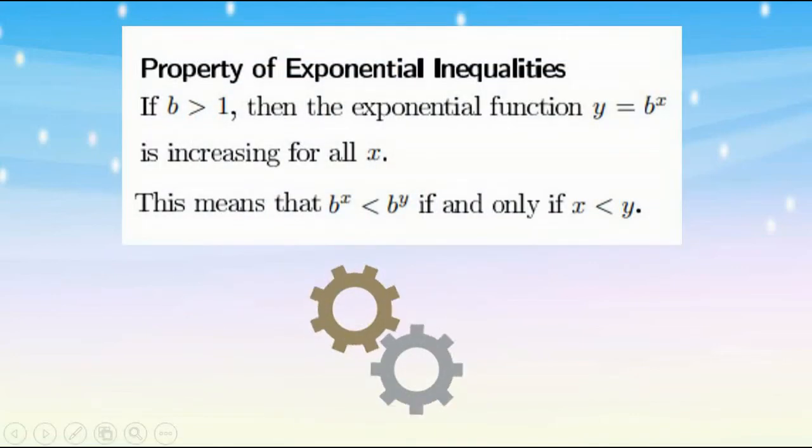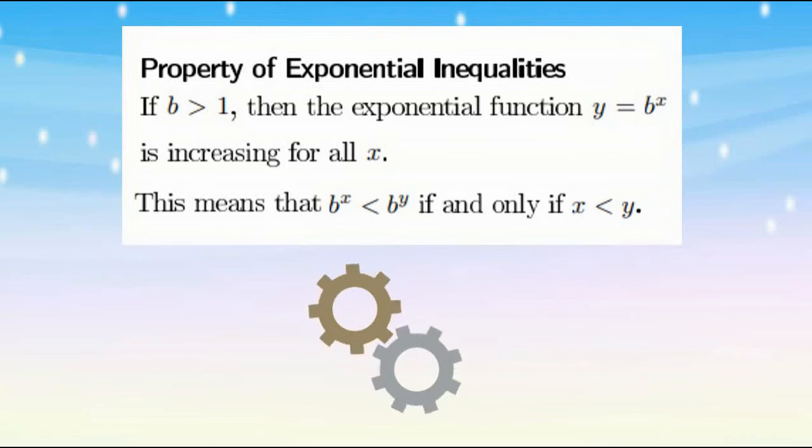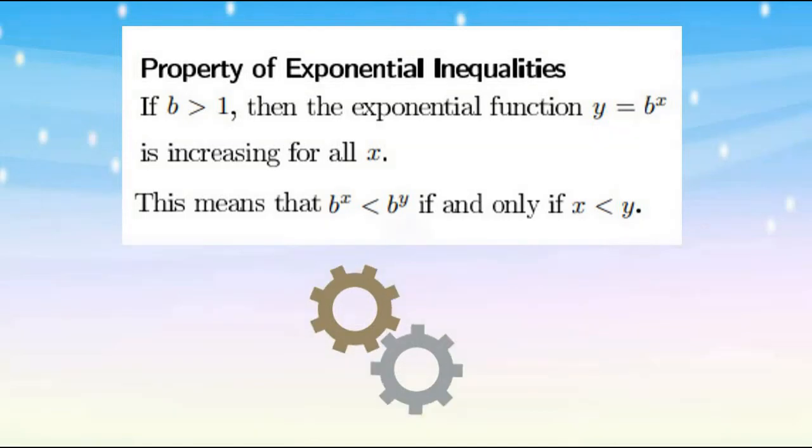Property of exponential inequalities. If b is greater than 1, then the exponential function y is equal to b to the power of x is increasing for all x. This means that b to the power of x is less than b to the power of y if and only if x is less than y.